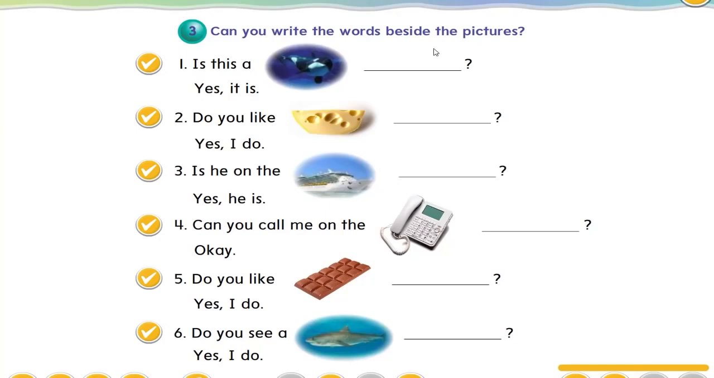4. Can you call me on the phone? Okay. 5. Do you like chocolate? Yes, I do. 6. Do you see a shark? Yes, I do. Are you finished? Okay, good.